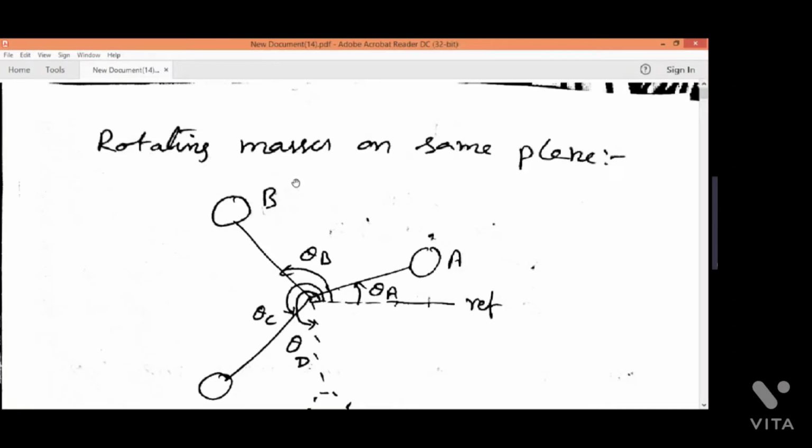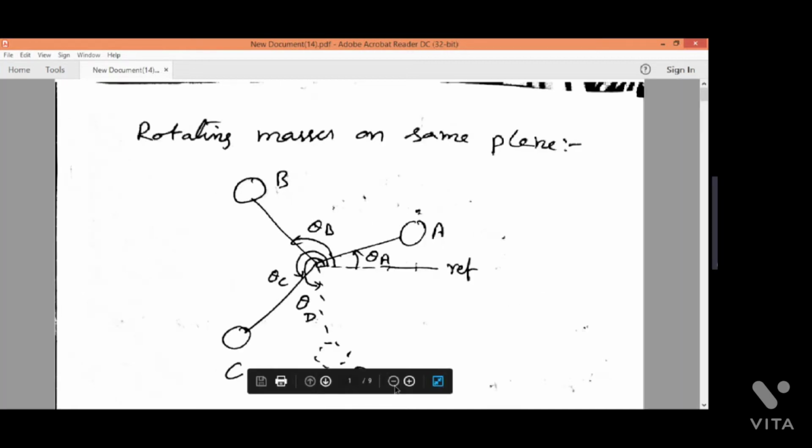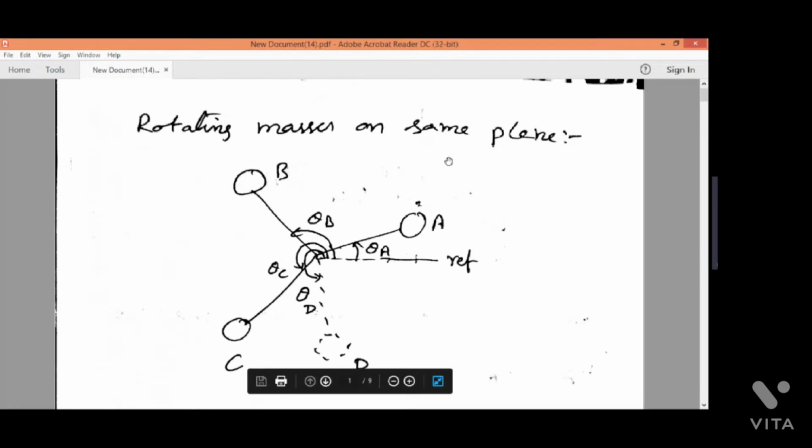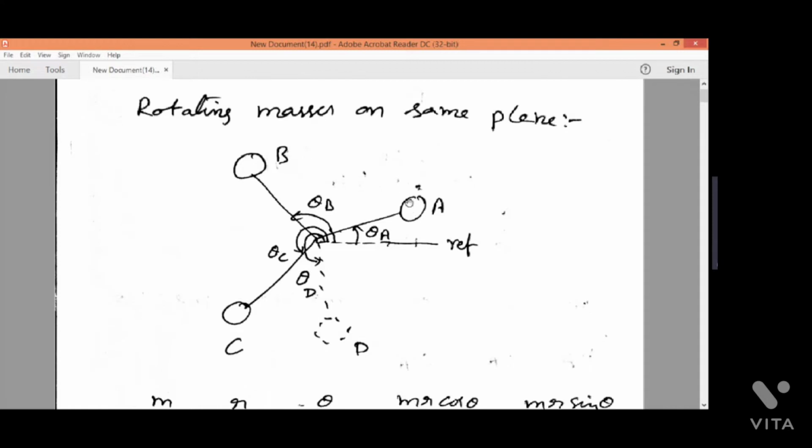We will see how to solve problems of balancing of rotating masses on the same plane and also on different planes. Initially, we will see balancing of rotating masses on the same plane. In this case, I have considered three rotating masses. First mass is A, second one is B, third one is C. The masses are MA, MB, MC.